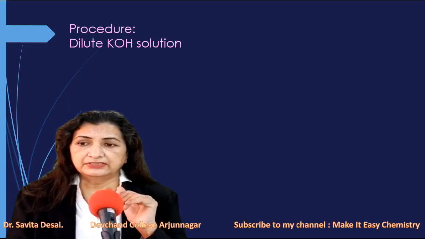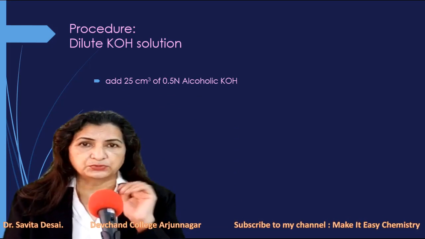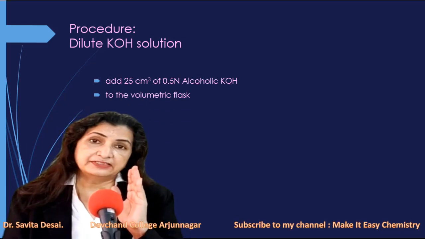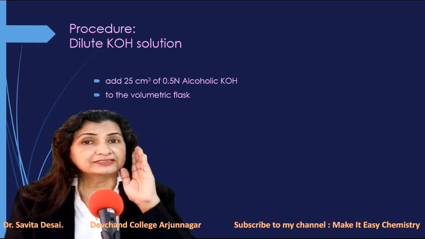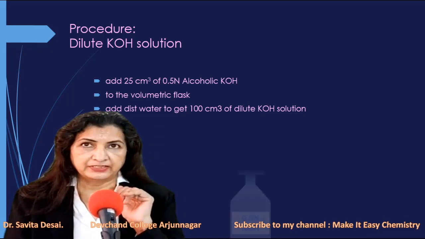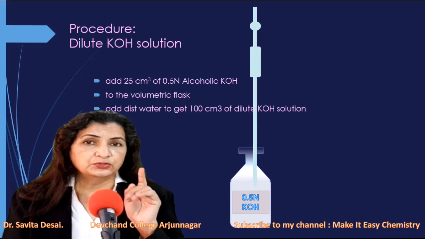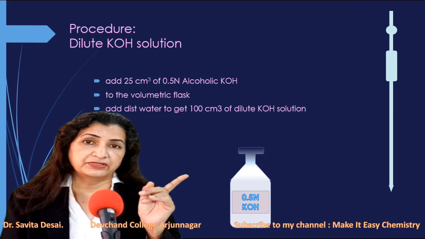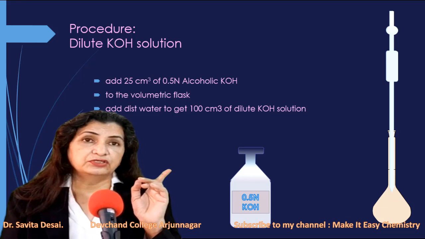Blank titration. The procedure is, first of all, we are going to prepare the dilute KOH solution. For this purpose, we take 25 cm cube of the KOH from the same bottle using the same 25 cc pipette to the volumetric flask directly. To this volumetric flask, we add distilled water to make the volume 100 cc. How is this done? 25 cc of 0.5 normal KOH is pipetted out and directly transferred to the volumetric flask.